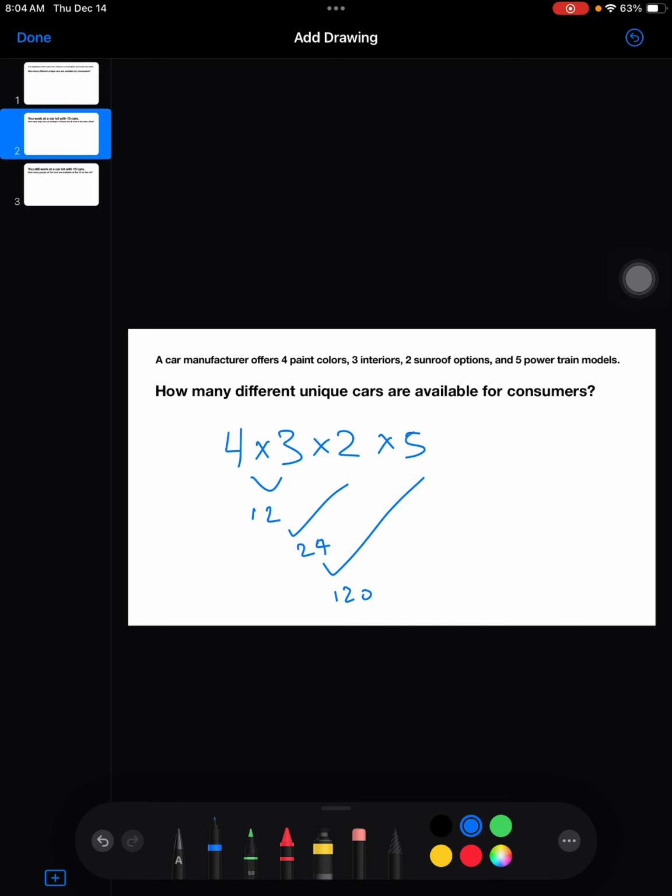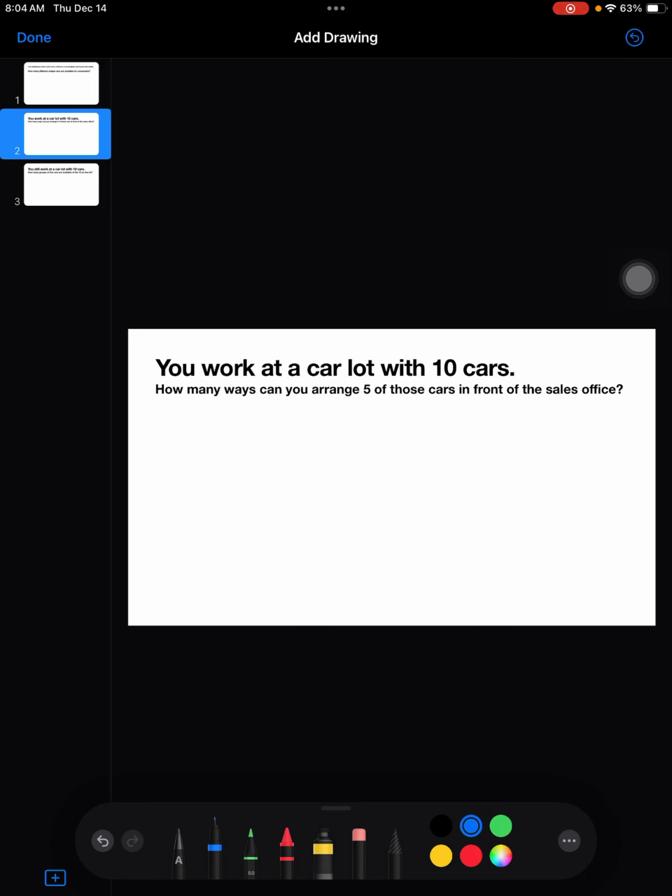How about if you work at a car lot and there's 10 cars, how many ways can you arrange 5 of those cars in front of the sales office? Now, we could draw out a picture. You've got 1, 2, 3, 4, 5, 6, 7, 8, 9, 10 cars, and you want to take 5 of those cars and put them in front of the sales office, but we could have these 5, or we could have the first 4 and then that one, or we could have the first 4 and then that one. This could get fairly tedious trying to draw out all the different options.